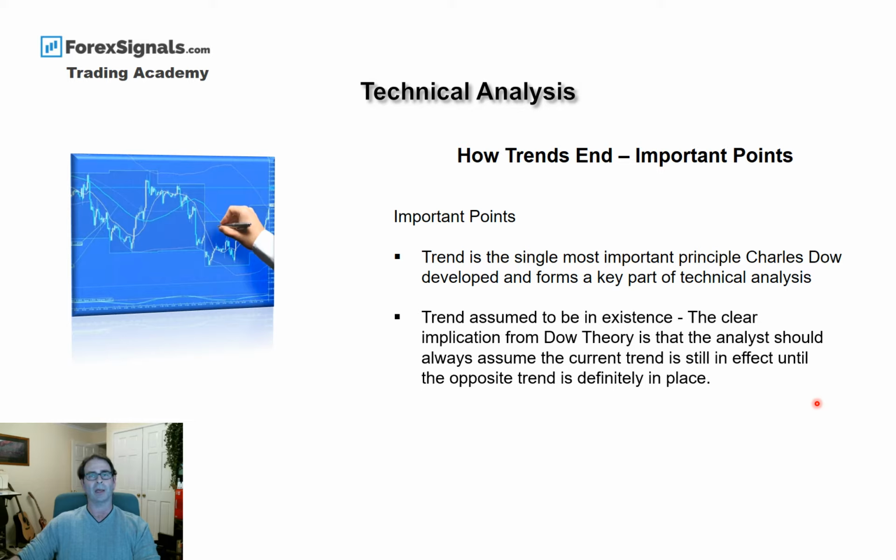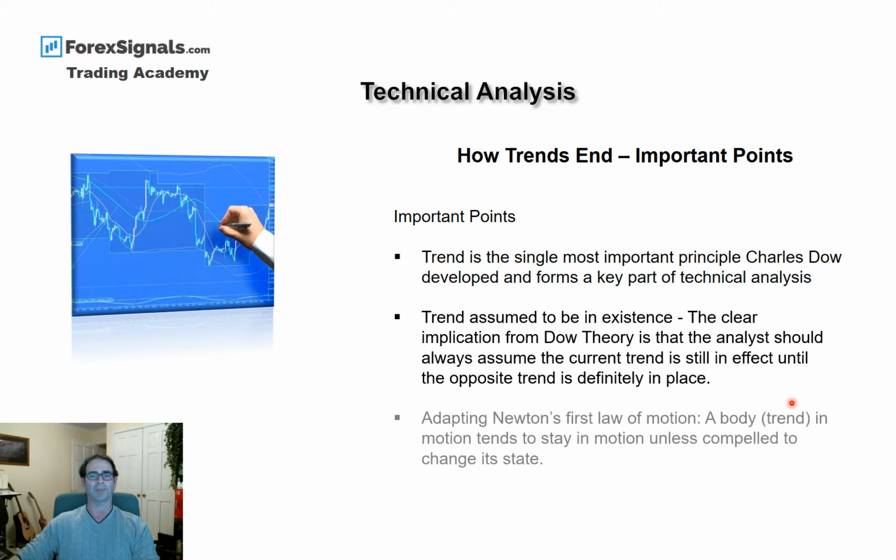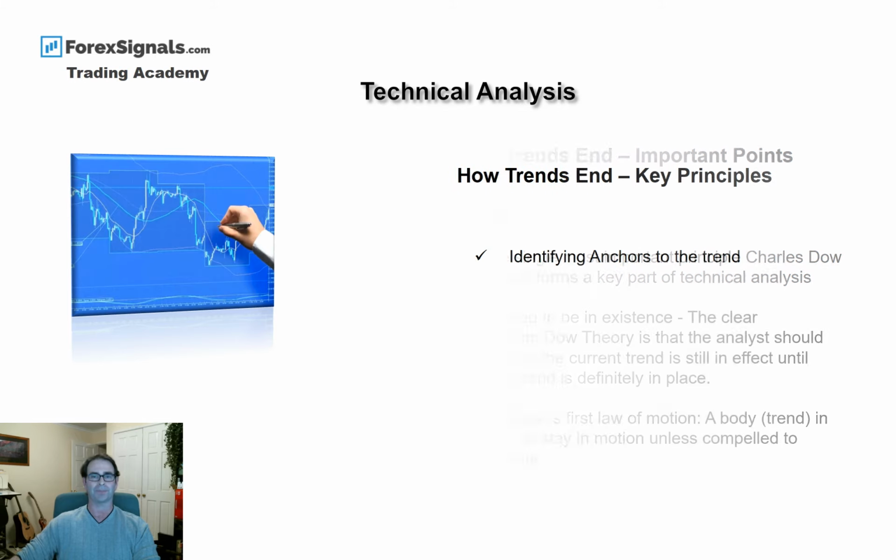So we saw how trend attempted to change, but we didn't see price acceptance. So until we see that price acceptance, we should always err on the side of caution. Let's look at the case of a court of law, where we need to apply weight of evidence before we see trend change. And we also adapted Newton's first law of motion, which said that a body or a trend in motion tends to stay in motion unless compelled to change its state.